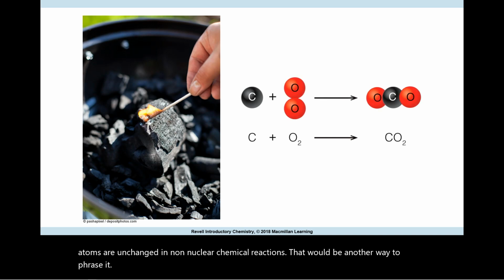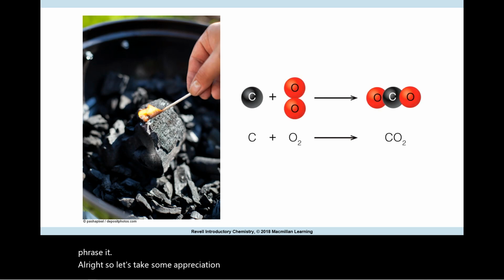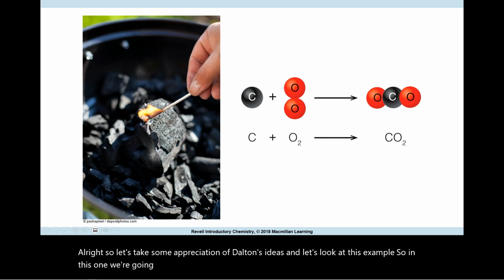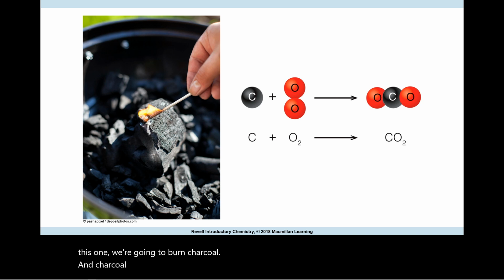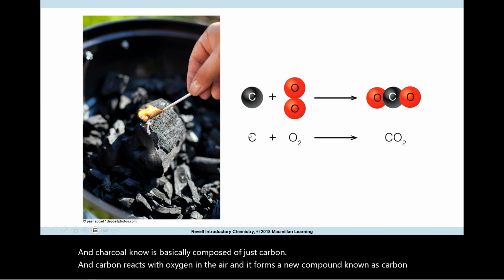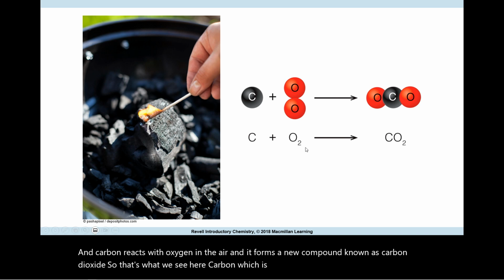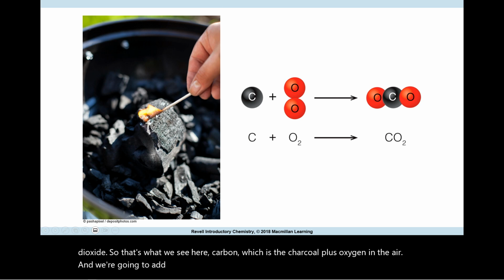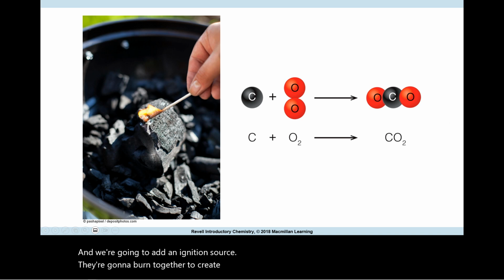All right, so let's take some appreciation of Dalton's ideas and let's look at this example. Okay, so in this one, we're going to burn charcoal. And charcoal, we know, is basically composed of just carbon. And carbon reacts with oxygen in the air. And it forms a new compound known as carbon dioxide. So that's what we see here. Carbon, which is the charcoal, plus oxygen in the air. And we're going to add an ignition source. They're going to burn together to create the carbon dioxide.